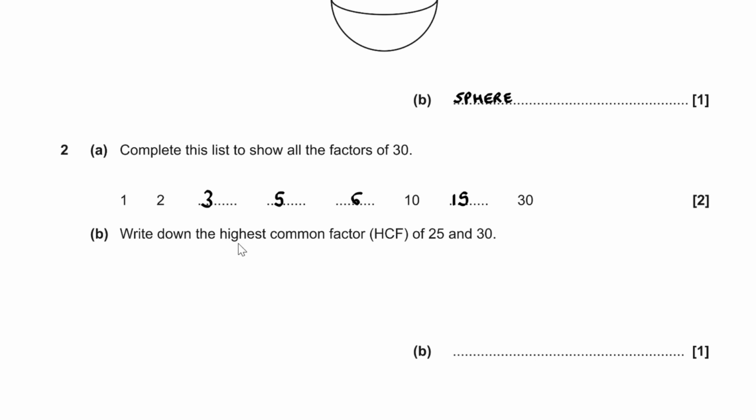And now for part B, we have to write down the highest common factor of 25 and 30. Well, if we think about the factors of 25, we have 1, 5 and 25. And therefore for the highest common factor of 25 and 30, indeed, what we'd have here is 5.